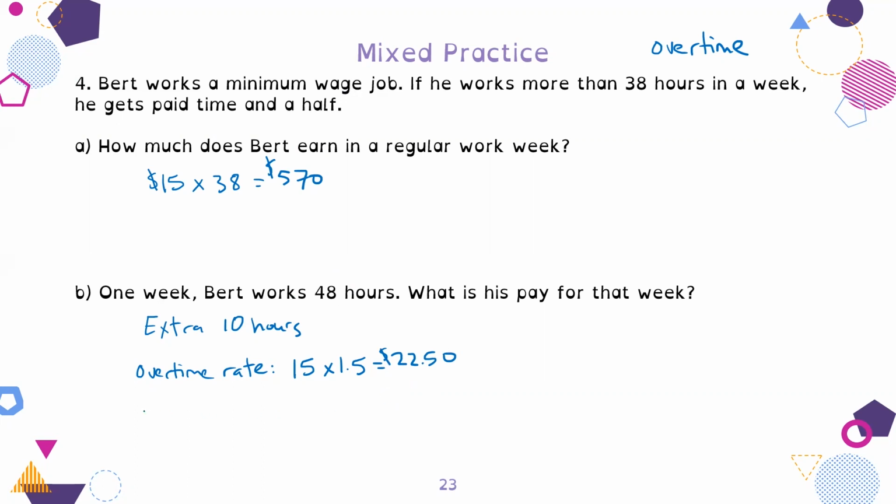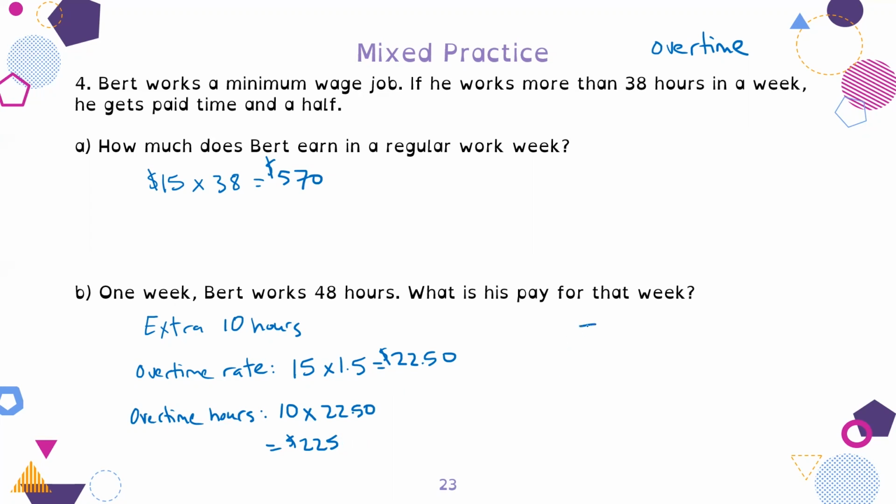So that means for the overtime hours, he earns for 10 hours. So 10 times $22.50 is going to be $225 for his overtime work. That's how much he gets paid for overtime.